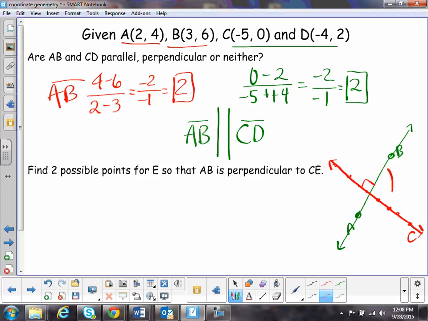But what do you know about the slopes of these two lines? They're opposite reciprocals. So we already know the slope of AB. What's the slope of AB? Just 2, right? So then what does the slope of CE need to be? Very good. Negative 1 over 2. So we know our new slope. And so again, you can graph it. That's a pretty easy way.